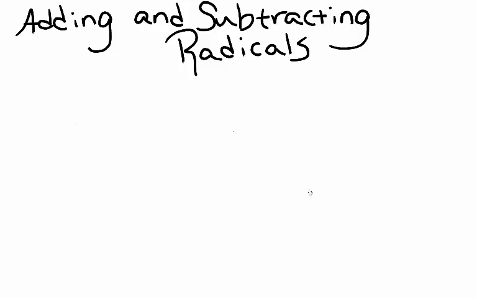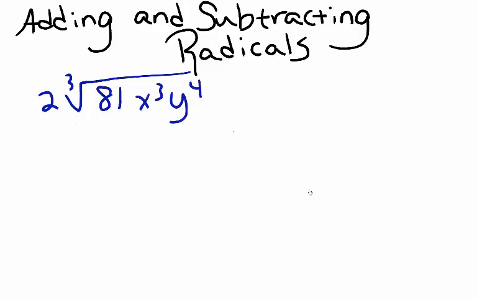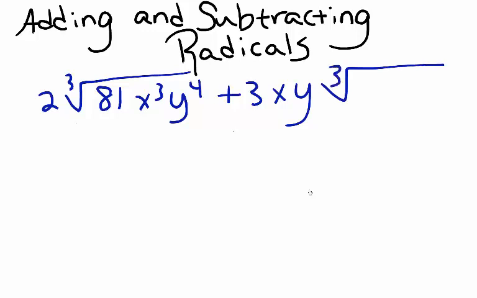Let's take a look at one more example that's a little bit more involved. Suppose I have 2 times the cube root of 81 x cubed y to the 4th plus 3xy cube root of 24y. Since I'm working with cube roots, I want to find any perfect cubes inside my radical and take those out.